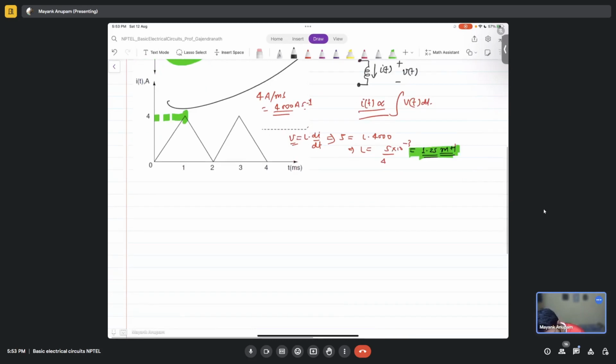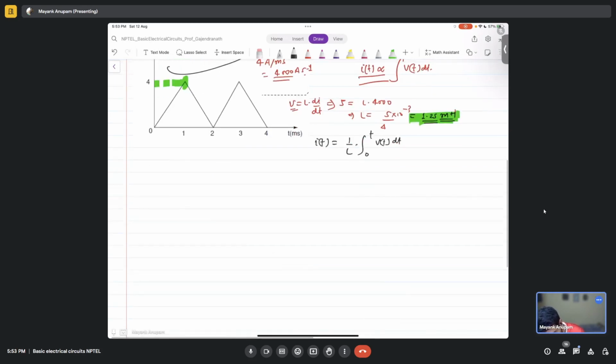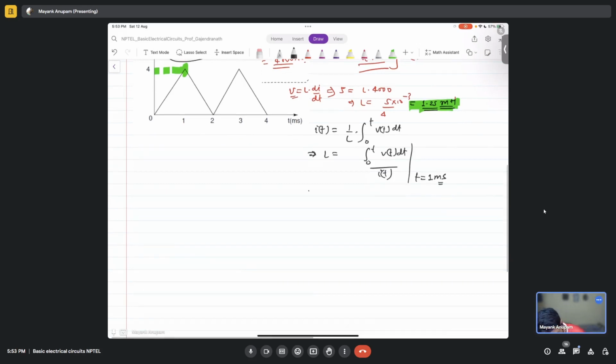So let's find out. I of t is equal to 1 over L integral 0 to t v of t dt, right? Fine. So you are saying that L is equal to simply integral 0 to t v of t dt upon I of t. Why not calculate it at some t equal to 1 millisecond, right? Yes, sir. Okay, you can do that.